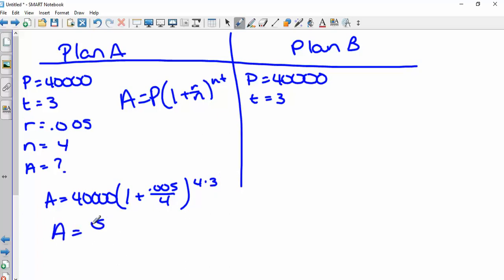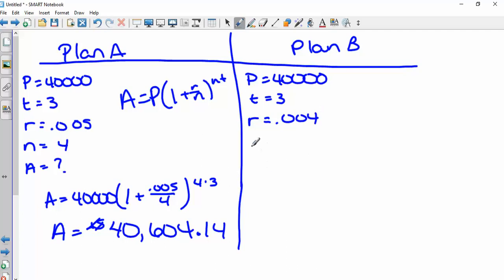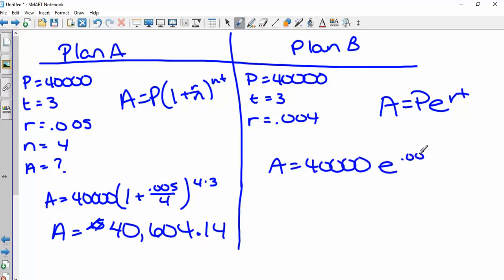So for the sake of time, I'm just going to tell you, this is money, so make sure you're using a dollar sign and 2 decimal places. So we get that. Plan B is 0.4%, so the rate would be 0.004. Compounded continuously. When you see continuously, what does that mean? Yep. So if we plug in, put all of it, just plug in your calculator.